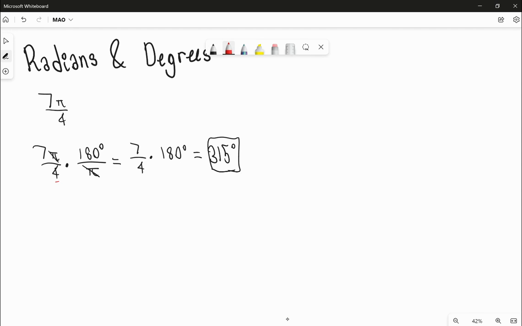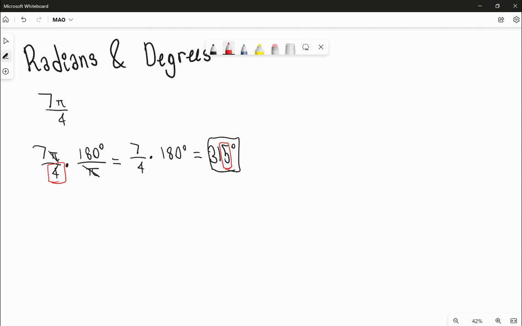Now it's good to remember that anytime you have a fraction for radians that is over 4, it's fourths, then your degrees will always end in 5. It's just a given rule. There are patterns obviously with pi over 3 and pi over 6, which you'll see in the unit circle, but the pi over 4 ones are the easiest to remember.